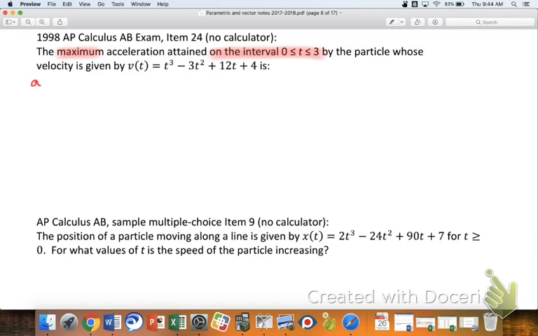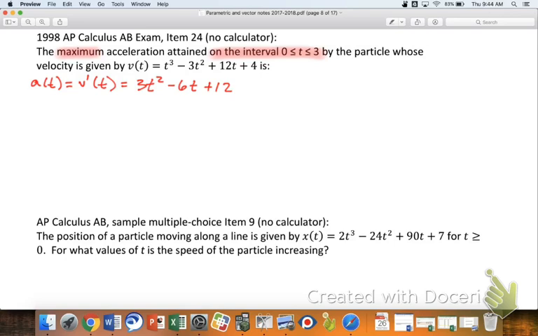The acceleration function, of course, is simply the derivative of the velocity function. So 3t squared minus 6t plus 12. And I've got to say, maybe you did this, it would be awfully tempting to set that equal to 0, right? But if I did set that equal to 0, what might be the end result? What would I be finding?